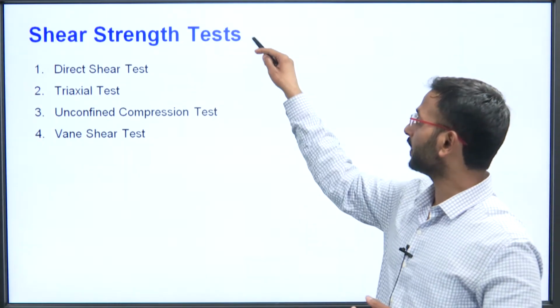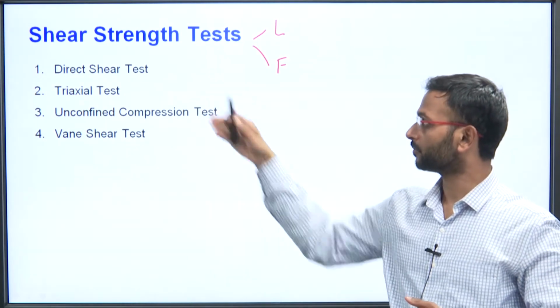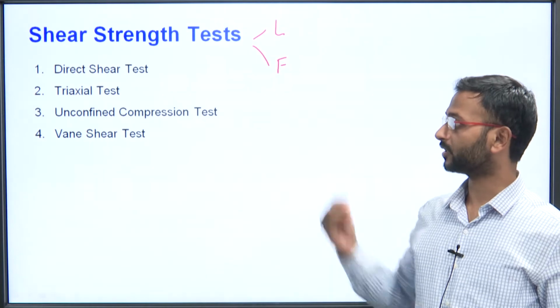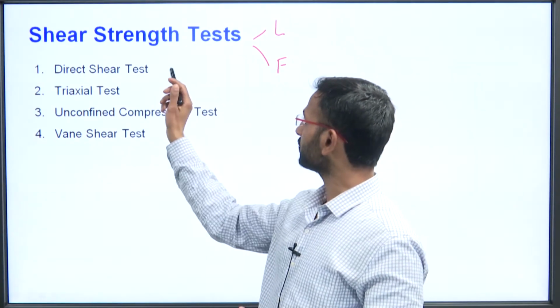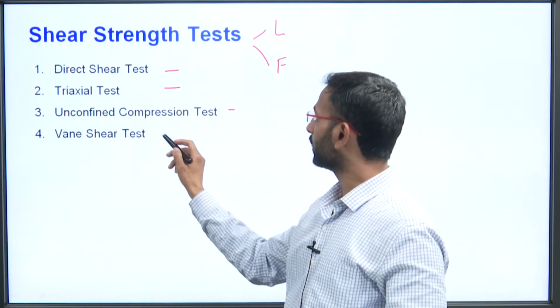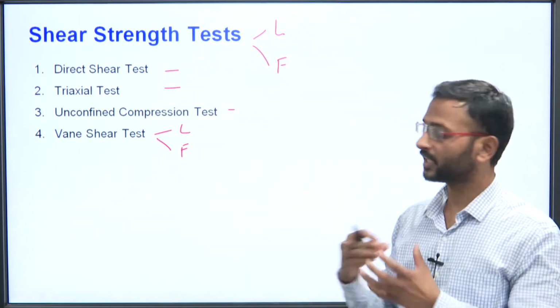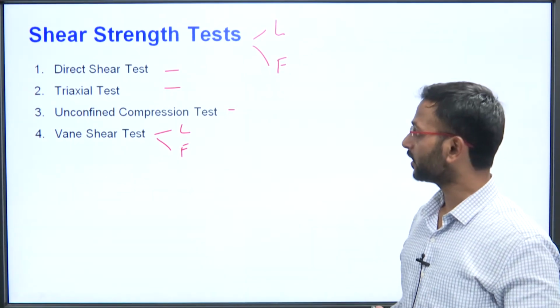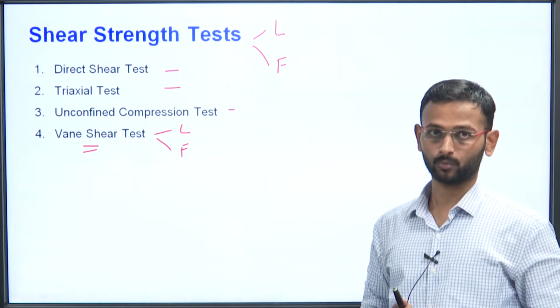Some tests can be done in lab and some tests can be done in field. So there are the direct shear test, triaxial test, unconfined compression test and vane shear test. These three tests are done in lab, but this test can be done in lab also and in field also. Mainly we are discussing today the lab tests, and the vane shear test we will be discussing, that is conducted in field also.